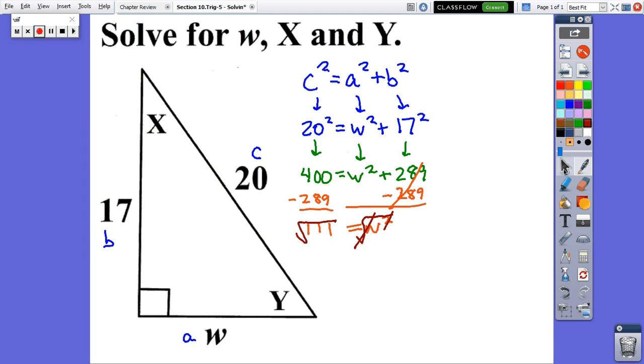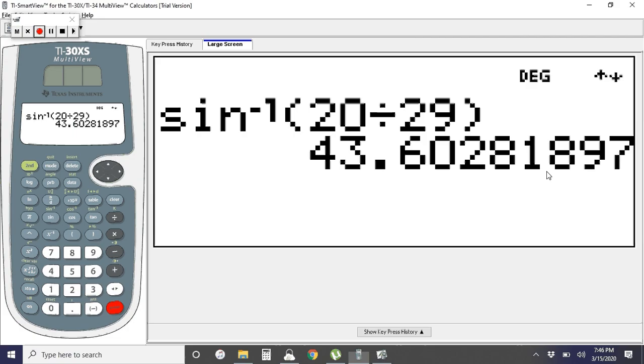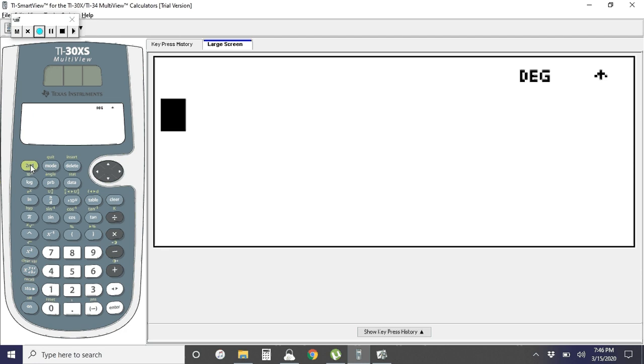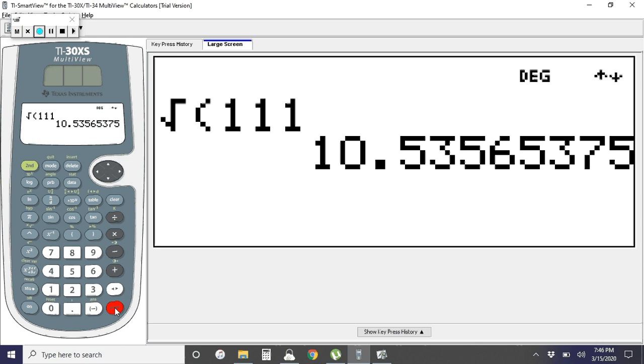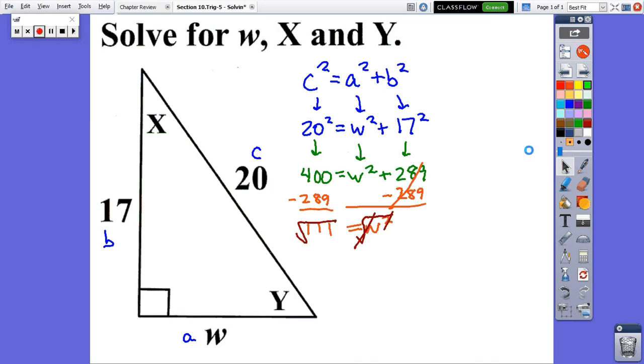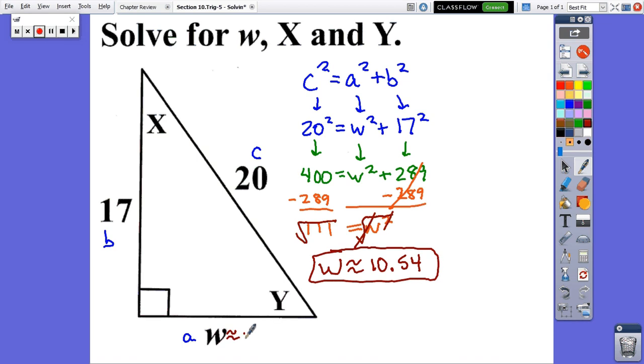And so the square root of 111, let's get our calculator here. The square root of 111 is 10.54. That 5 is going to bump that 3 up. So 10.54. So W is approximately 10.54. And so there's the side length for W. W is approximately 10.54. Perfect.